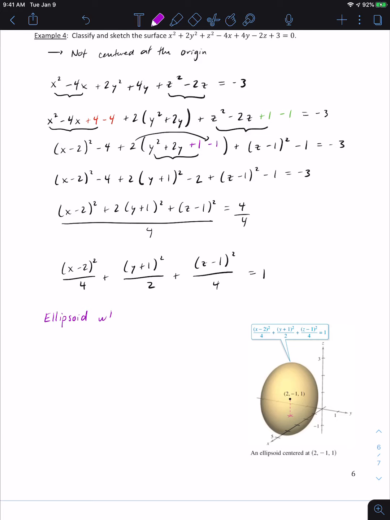And this time it doesn't have the center at the origin, so we'll say with center. The center is going to be 2, because remember, it's what's being subtracted from each one of these variables, right? So 2, negative 1, and positive 1. So it's an ellipsoid centered at 2, negative 1, positive 1. And that's the picture right there. That is the drawing of this.